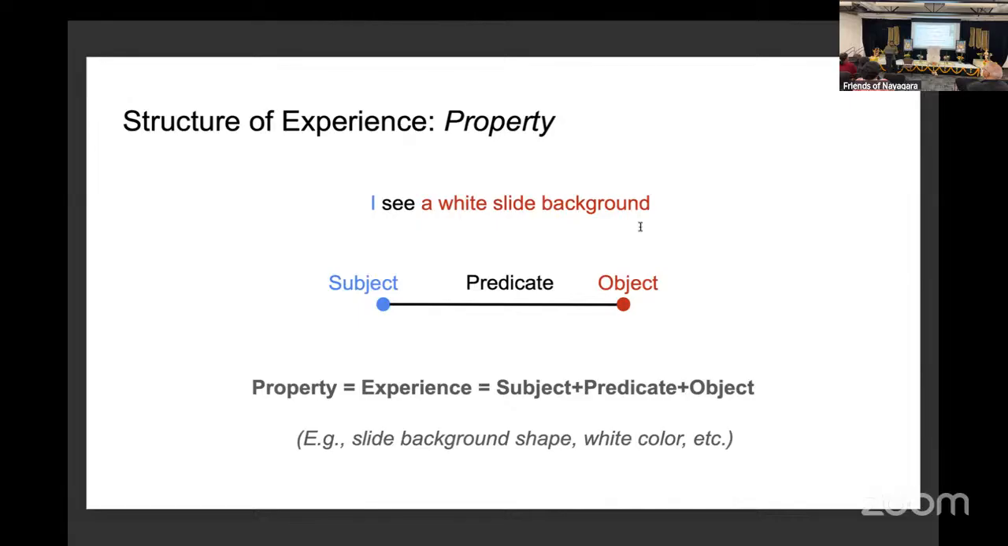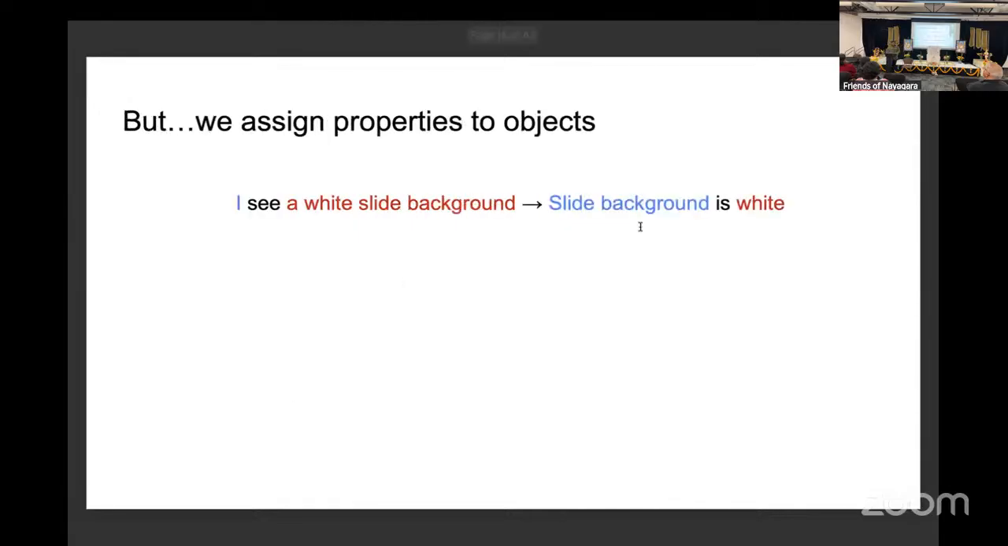Again, nothing I'm saying is deep. Everything is very simple, 6th grade grammar captures all of this. Nothing more fancy than that. But here's the interesting thing. There was this thing where I had the sentence to the right, which was the slide background is white, and I turned it into I see a white slide background. Both of these have the same content. The semantics is not any different, even though the syntax is different.